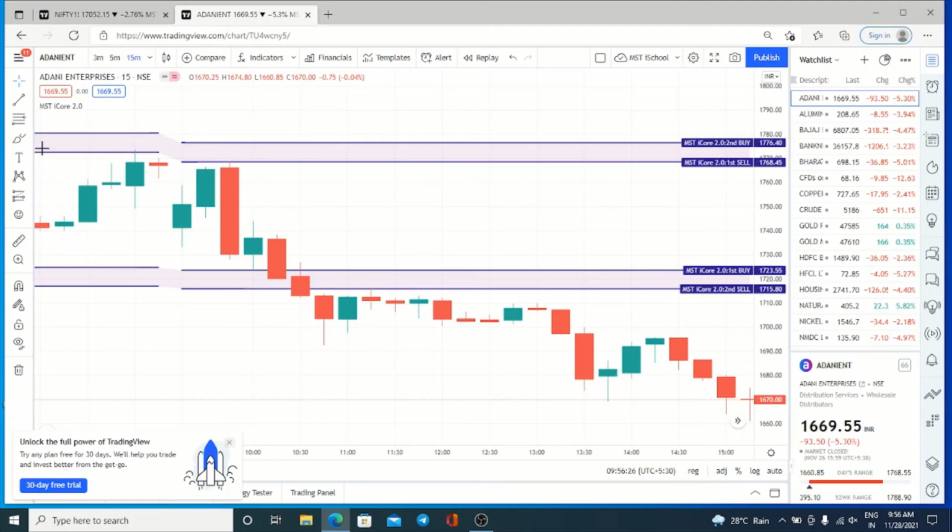If SL hit, you have to go for reverse entry. Don't keep on adding your lots. Don't think that the market will come back. If SL hit, blindly you have to go for the reverse entry with double lot. If target hit, you have to book an exit. There is no other way.